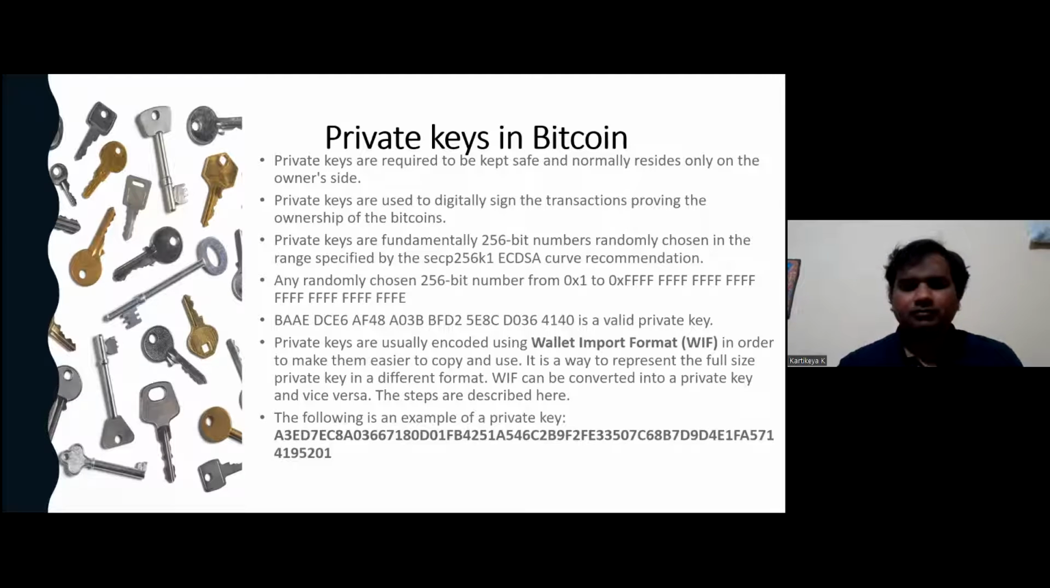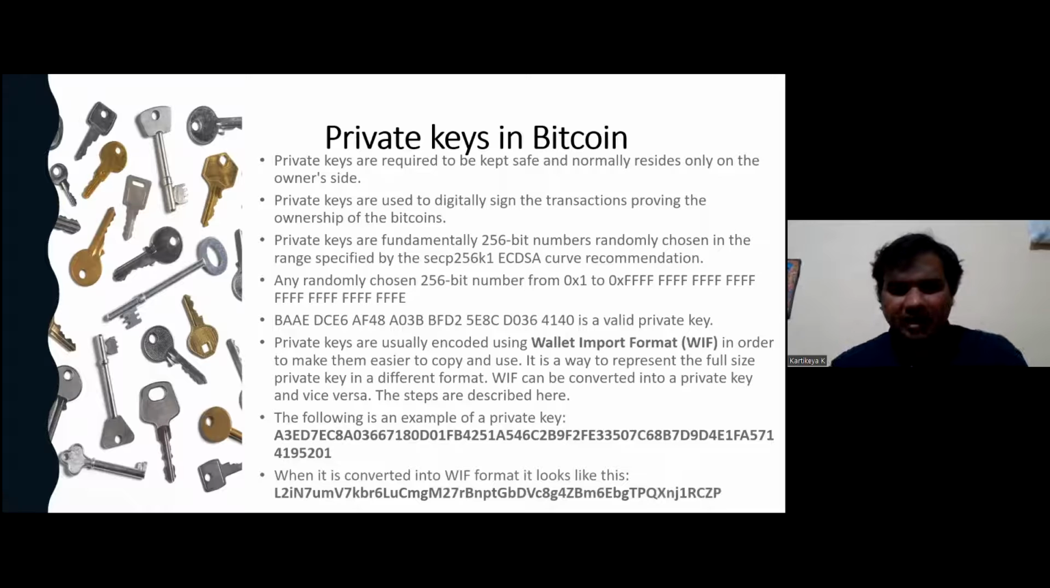For example, this is a private key. When it is converted to WIF format, it looks like this. Basically, this encoding and decoding is symmetric. That means if we feed this private key, this example, we'll get this key in this WIF format. Again, if we feed this key in WIF format, we'll get the original private key. These are symmetric encoding and decoding.